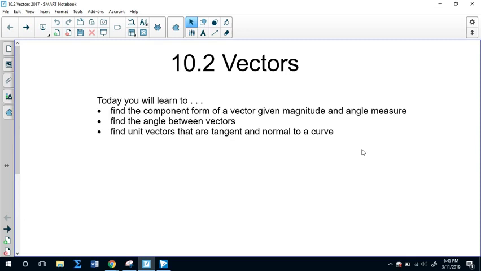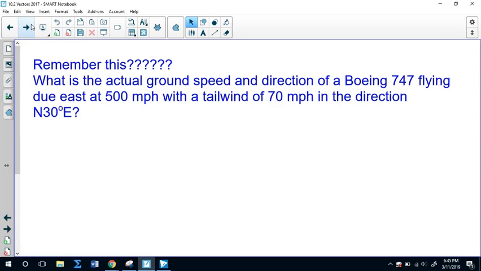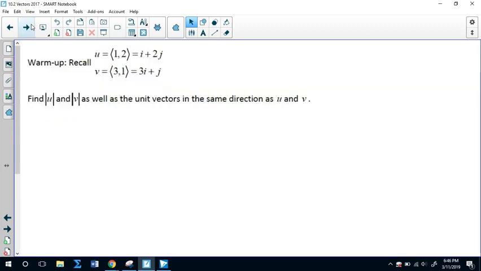We're going to find the angle between two vectors and we're going to find unit vectors that are tangent and normal to a curve. So that part's maybe a little bit new. We'll see. Okay, so let me just remind you of these types of problems from last year, where you are given the ground speed and the direction of an airplane using that bearing method, and you want to figure out the actual speed and/or direction of the airplane. This is something we did with vectors last year, and we're going to look at them again this year.